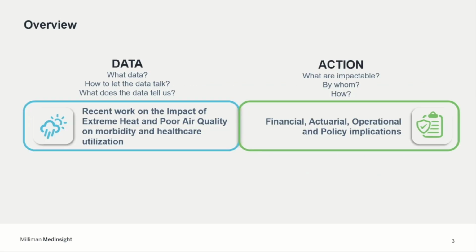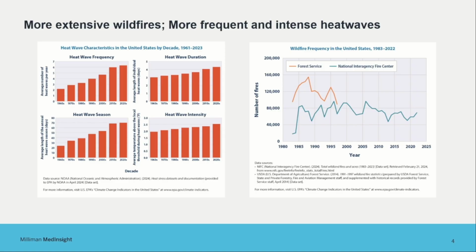There are two threads I'll be discussing today. First, what data, how to let the data talk, and what the data says on the topic of climate health. The second, what actions organizations can implement and what role the APCDs can play. Here are the long-term heat waves and wildfire indicators from the EPA. On the left side, the bar charts show that heat waves are more frequent and longer. On the right side, the trend lines show wildfires burning for longer periods of time and larger areas.